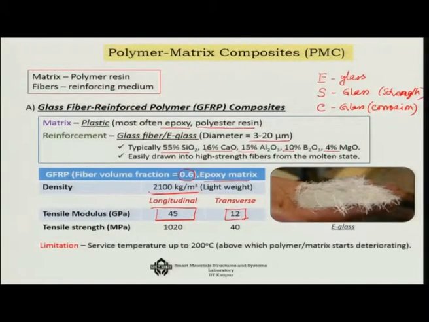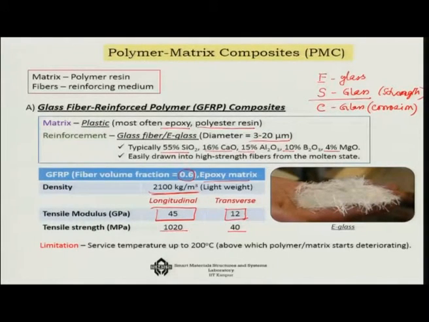Then the tensile strength is about 1020 MPa in the longitudinal direction and about 40 MPa in the transverse direction. So structurally it is quite good. In fact, wherever steel or aluminum is needed for a moderately loaded element, you can very safely use glass fiber reinforced plastic today. If you need slightly more strength, you can go for S-glass, etc.